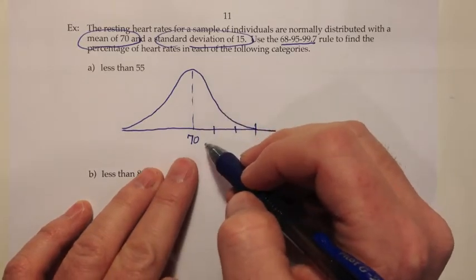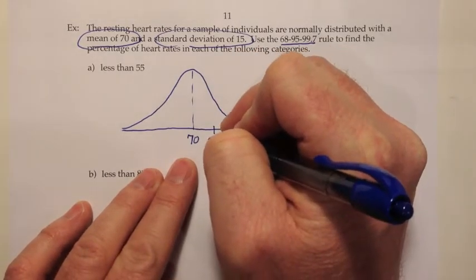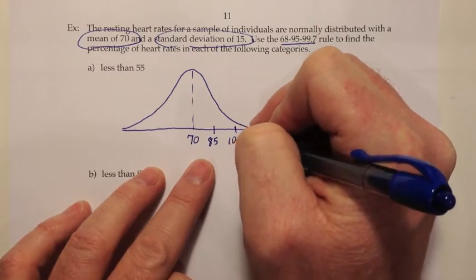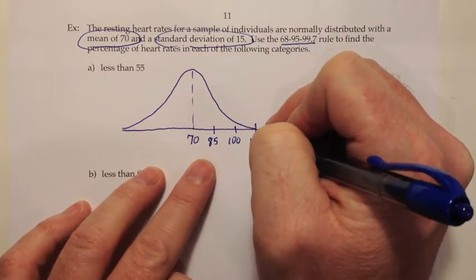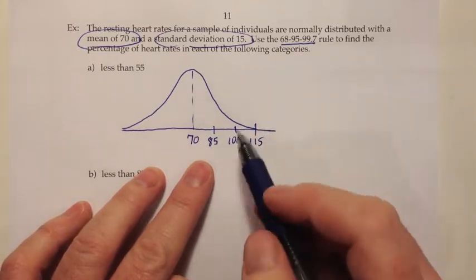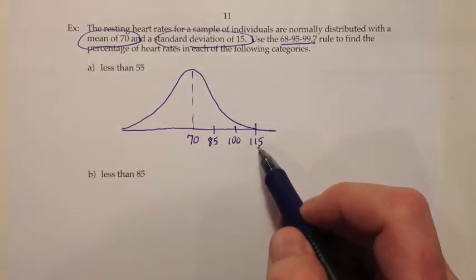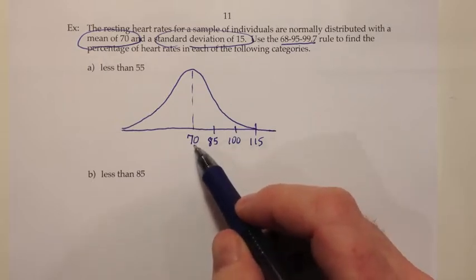So I want to add 15 to this, which would be 85. And then add 15 again, which would be 100. And then add 15 again, which would be 115. And that would represent 1 standard deviation to the right, 2 standard deviations to the right, and 3 standard deviations to the right of the mean.